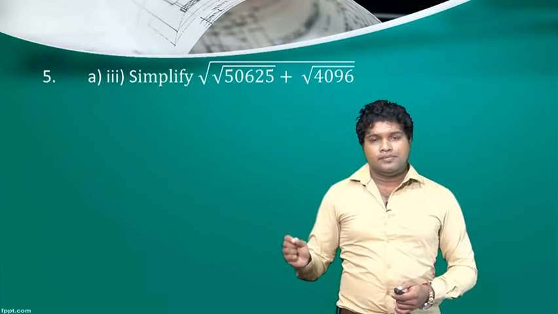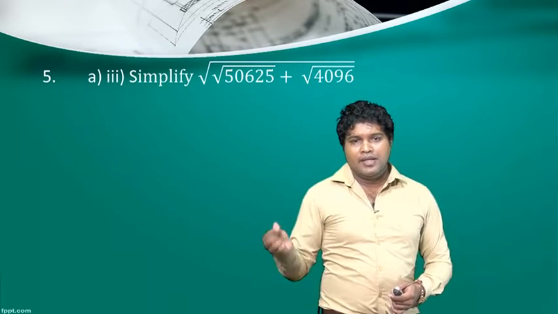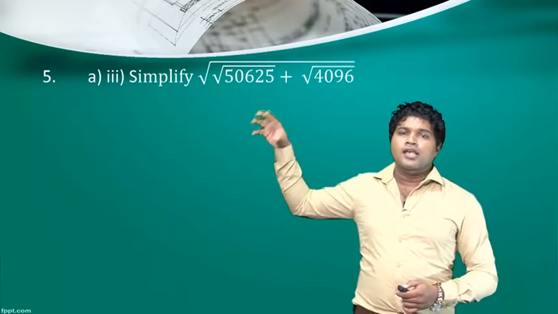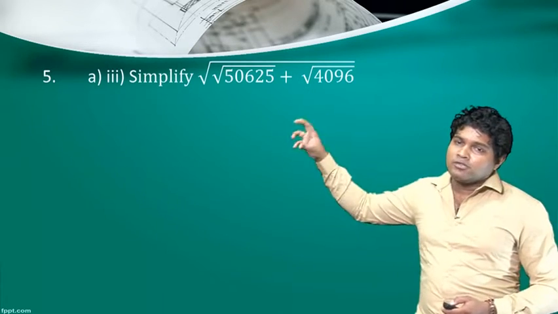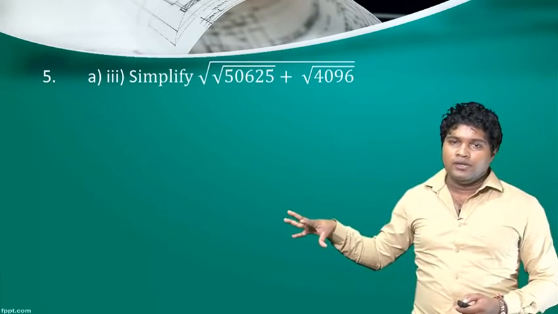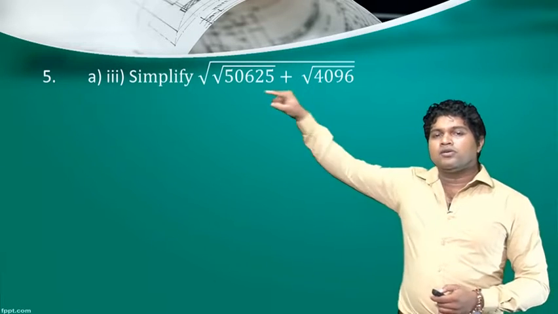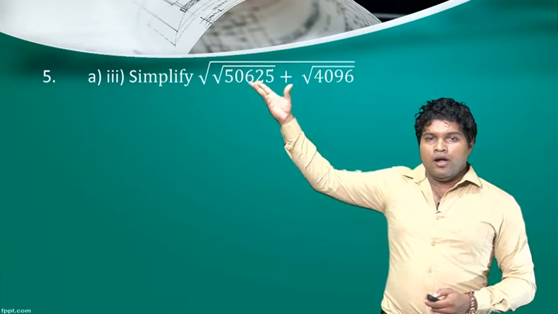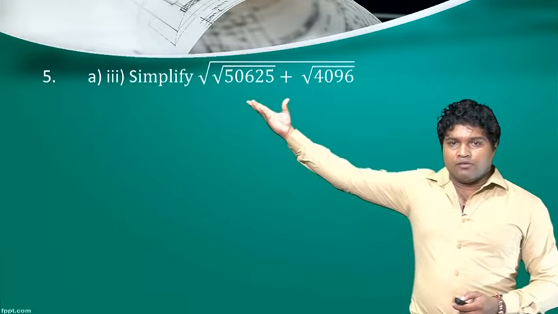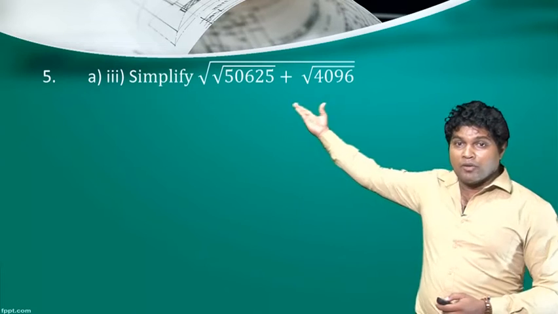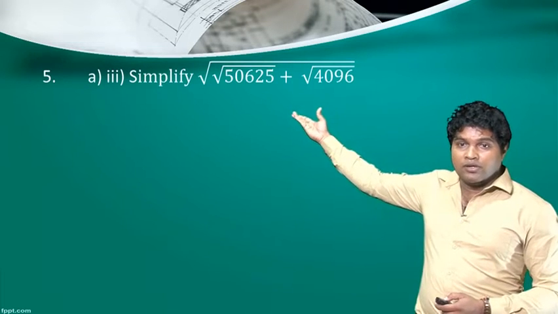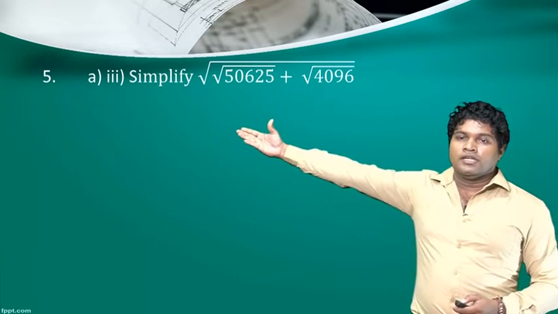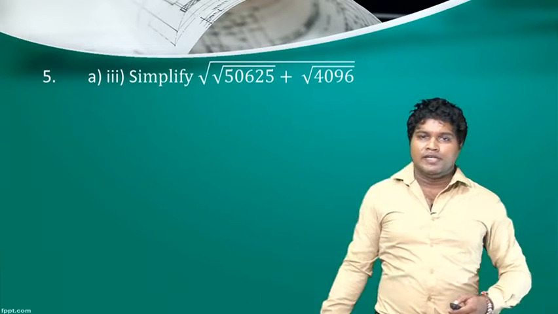How should I start this? We have to get the square root of 50,625 and the square root of 4,096, and the addition, again under a square root. Just think, will you know? Are you unable to get the square root of 50,625? Are you unable to get the square root of 4,096? You can. Somehow, you have to go for the division method and follow the answer.